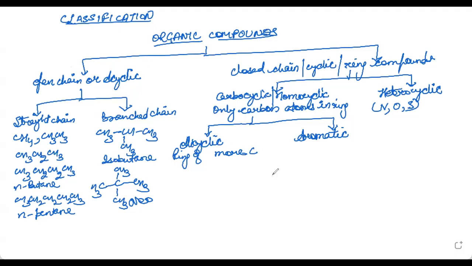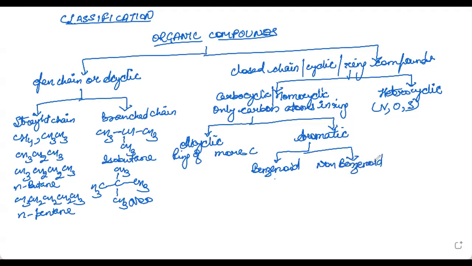So now the aromatic compounds can be classified further into 2 categories. One is benzenoid. The other one is non-benzenoid.